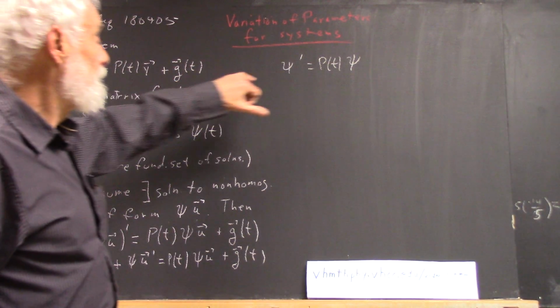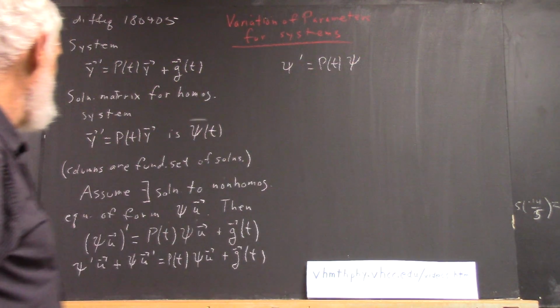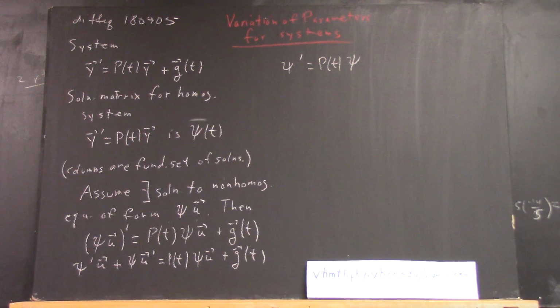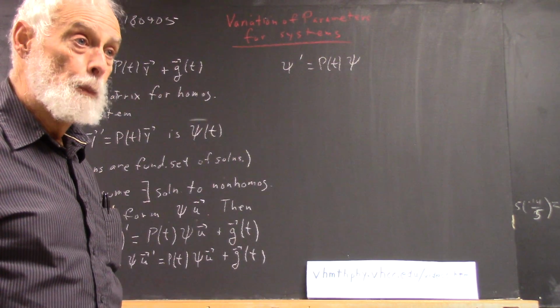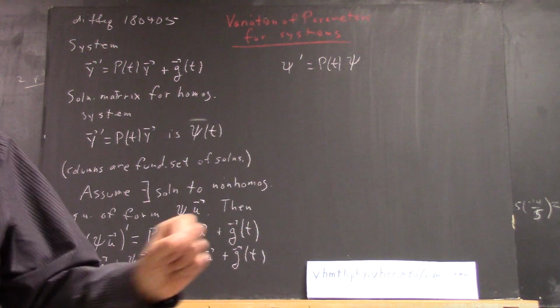Now, psi prime equals p of t psi. Is there a way to use that to simplify this equation? Because if there is, you're almost done. So think about that for a minute.